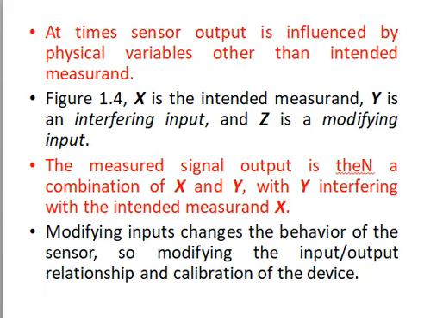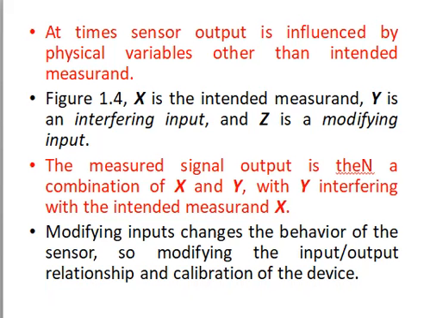So I have already also explained this. We said sometimes the sensor is influenced by some physical variables other than the intended one, that is the noise I've talked about. And as we have said, X is the intended measurement, but Y is the interfering input. We use Z in order to modify or to cancel the effect of that one. And this is shown in figure 1.4, as we have seen in this diagram here. And the measured signal, definitely it will be the summation, the combination of X and Y. Now, definitely the output should be wrong.